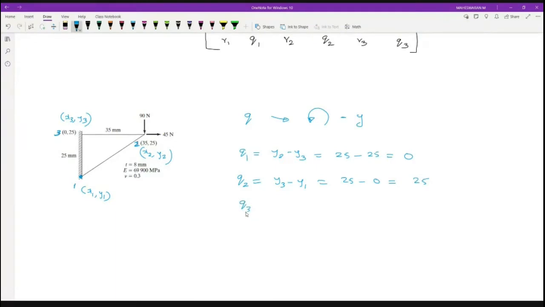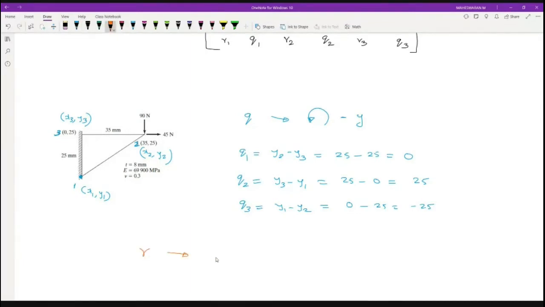Next, Q3. Q3 is Y1 minus Y2. Y1 is 0, Y2 is 25, so it is minus 25. This is my Q data. So let me go for the next one, which is R.